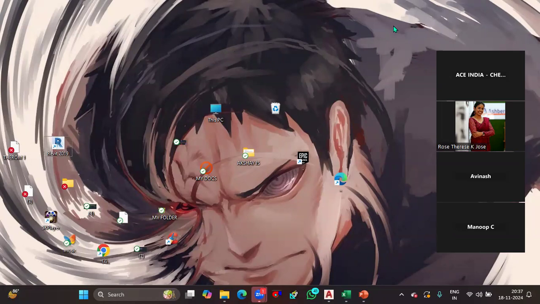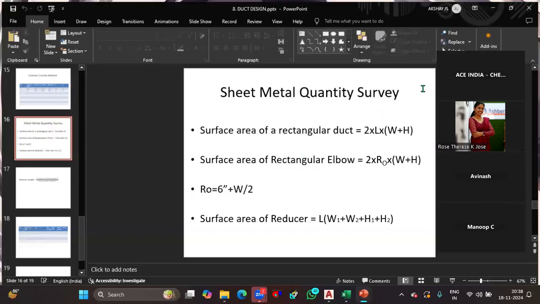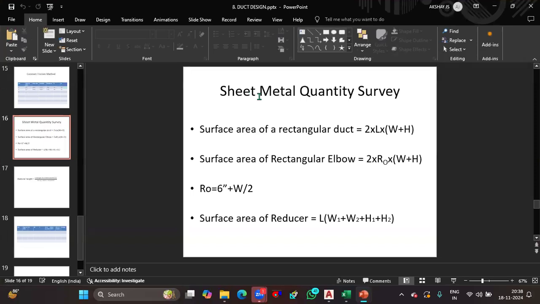Here in these rectangular duct scenarios, you need to use certain equations to find out the actual surface area. Analyzing the surface area will give you the exact idea about the actual requirement of sheet for each shape of duct. So I'm going to show this small equation regarding the sheet metal quantity survey. The first one is the surface area of a rectangular duct. You can see the equation right here: 2 into length, which means 2 sides, and width plus height.